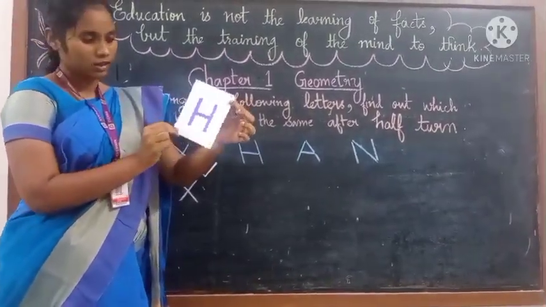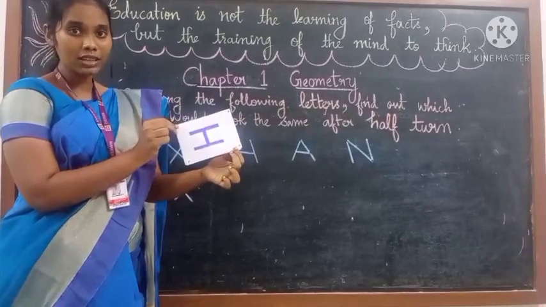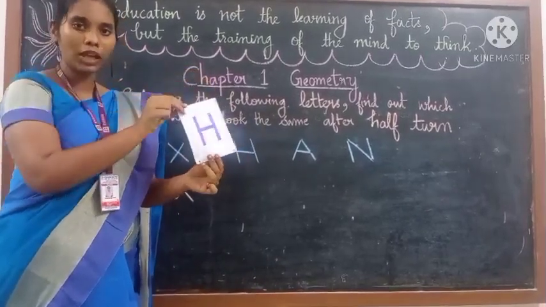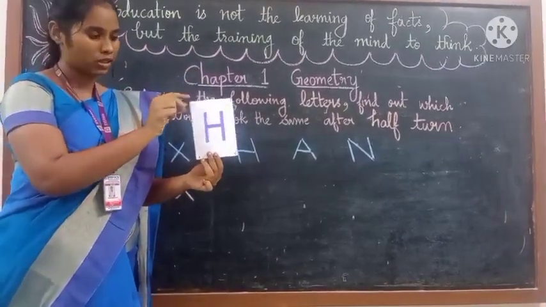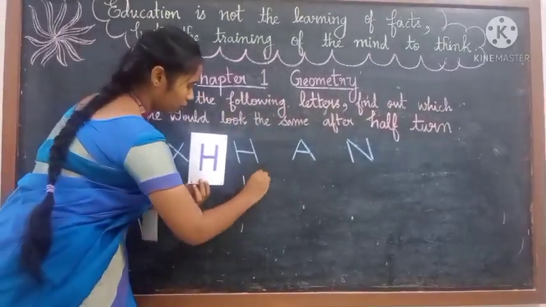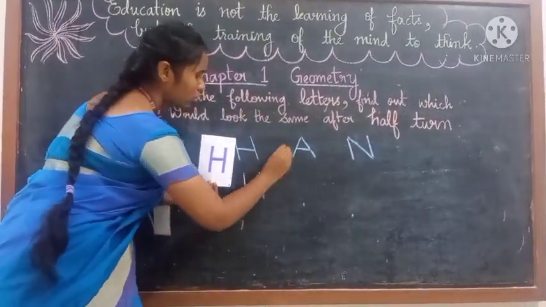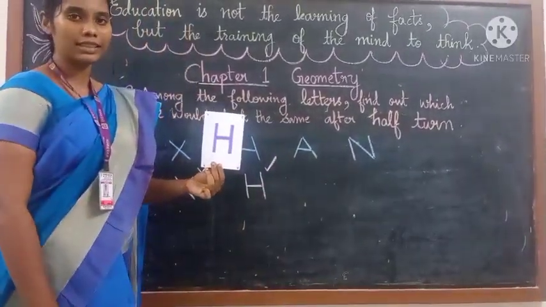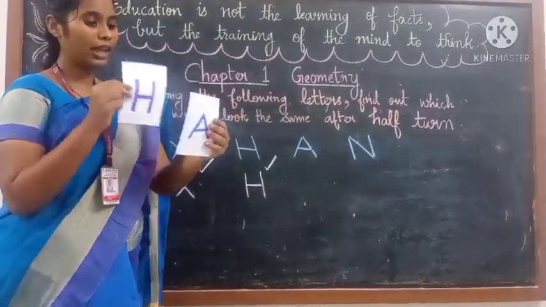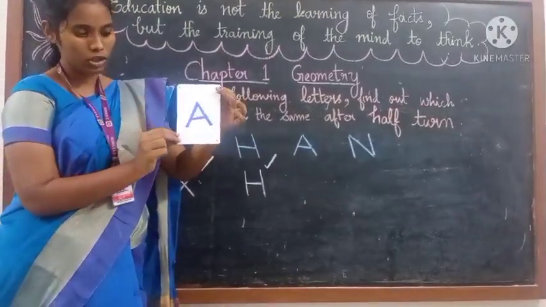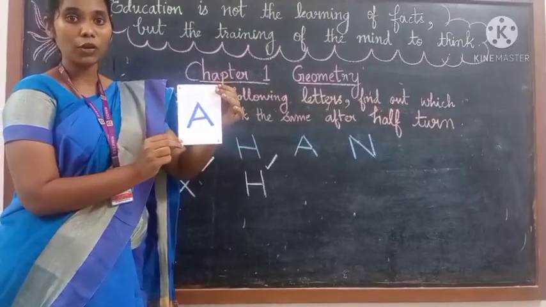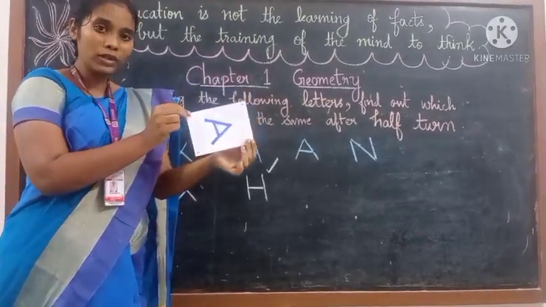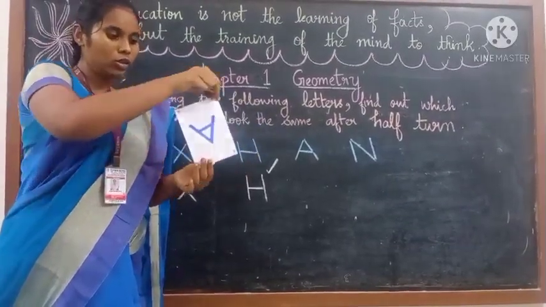Now, quarter turn. They asked about half turn. So, again, 2 times you have to turn in clockwise direction. H. So, this also looks the same. Then A. See in original position, they asked about half turn. So twist 2 times. 1, 2.